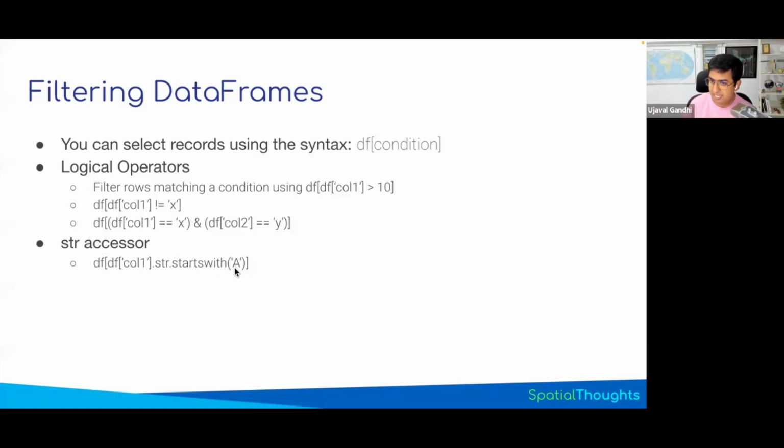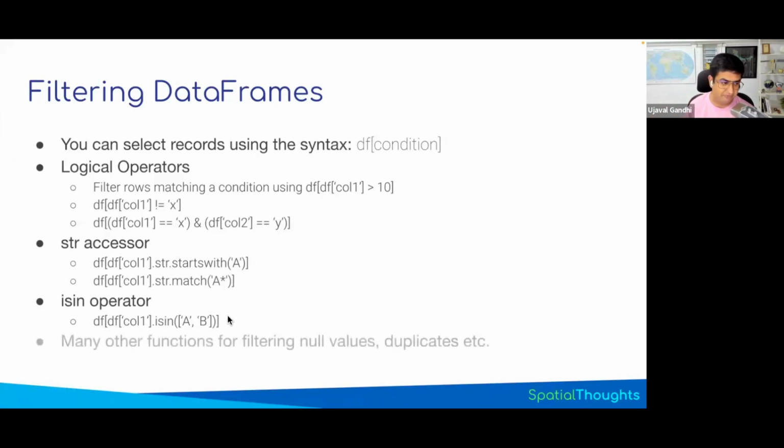So many times in GIS, you might be saying, I want all rows that start with NH. So you'll say df.col1.str.startswith NH, and it picks up that. You can also use regular expressions and find stuff that matches a pattern and so on. You can also match a list. So, col1 is in A or B. So you can specify a list of values that will match from. And again, there are a bunch of other functions that you can filter for null values, duplicates, etc.